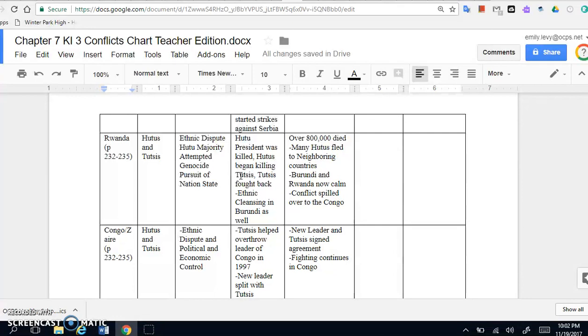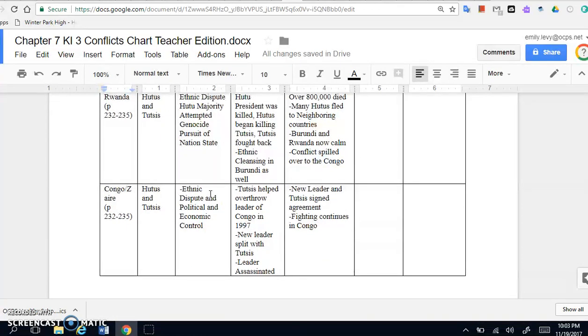At the end of this, the Tutsi army came in and stopped this war and chased the Hutu army, and was going to punish many people very harshly. And so many Hutus fled to neighboring countries. Burundi and Rwanda are now calm, but this conflict did spill over to the Congo. So again, this is another example when you have significant centrifugal forces here. Mainly this diversity, the ethnic diversity, was a centrifugal force that led to conflict.